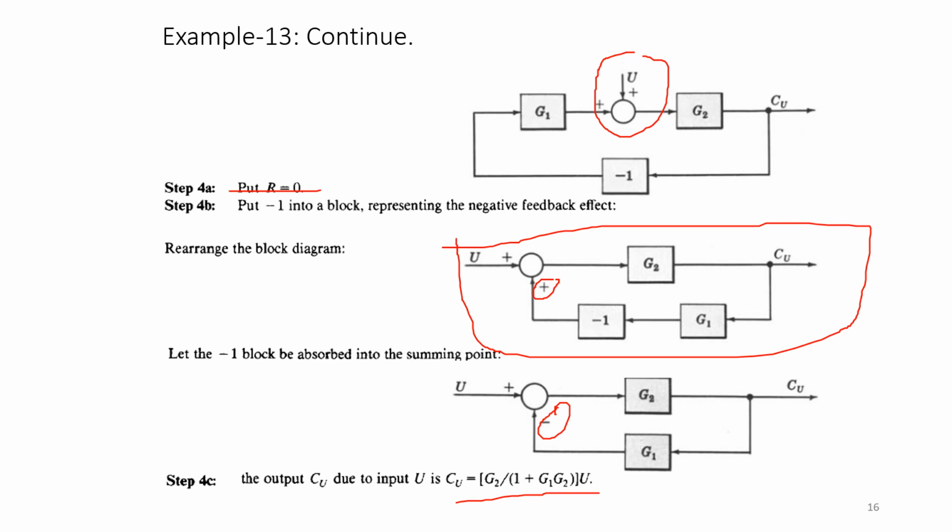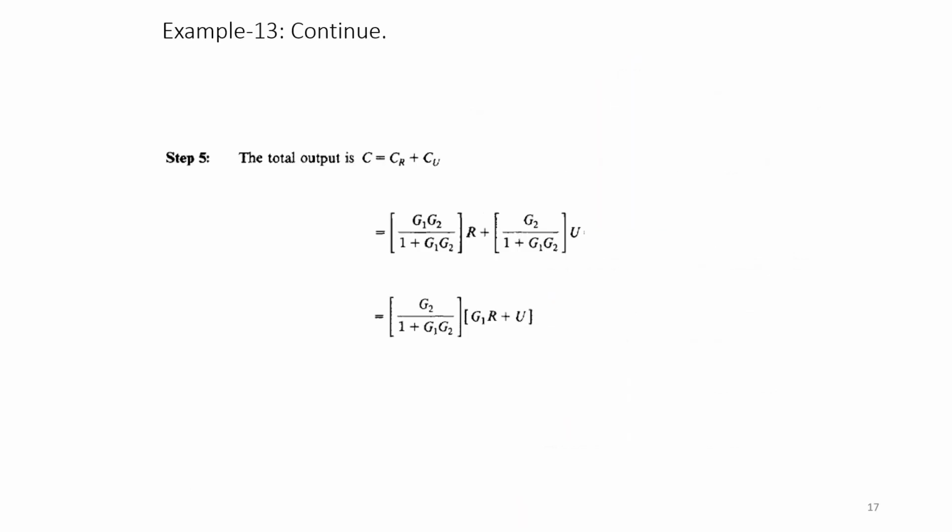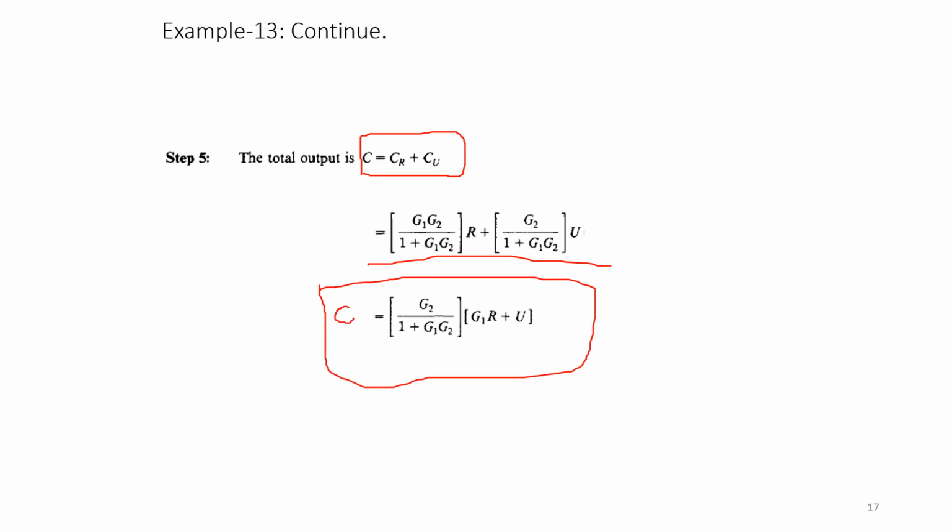So problems like this could be given with multiple inputs also. This is the final output response we are getting for both the inputs. The total output response C is equal to CR, the response due to input R, plus CU, the response due to input U. Just add the two responses, and that becomes your final response C for the system. This is called your total output response when you have multiple inputs. For example, if I had one more input, I would have taken one more response for that particular input by making the other two inputs 0.